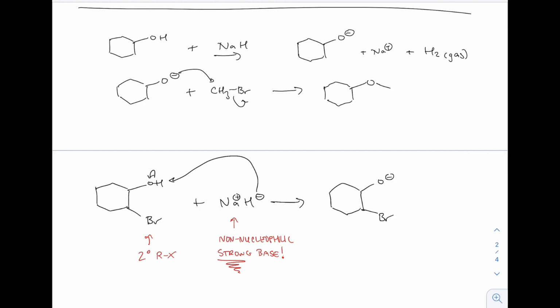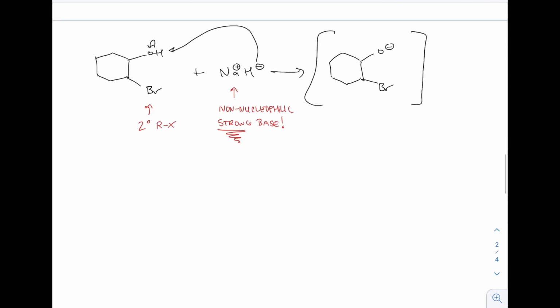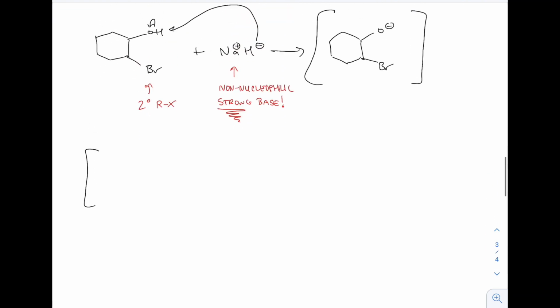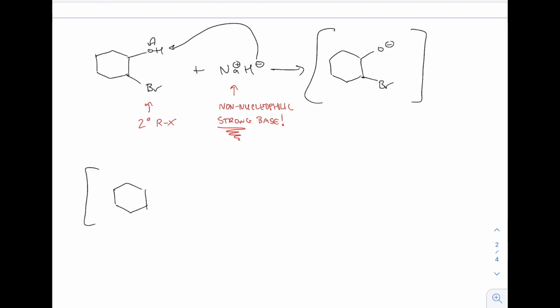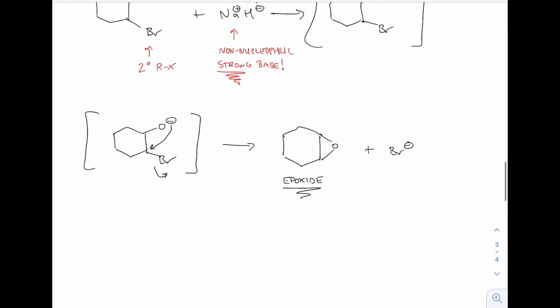The only thing we can do now with this intermediate is react, because it's really reactive. Let me just draw this out for you real quick. We have this alkoxide. We have a secondary alkyl halide. What is the recipe? What are we making, right? If you've got cheese and bread and some butter, you're probably going to make some grilled cheese. If you've got this alkoxide and an alkyl halide right next to each other, you're probably going to make an epoxide. That's really all it is.